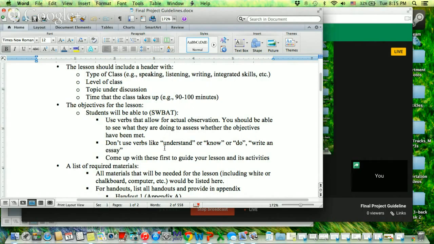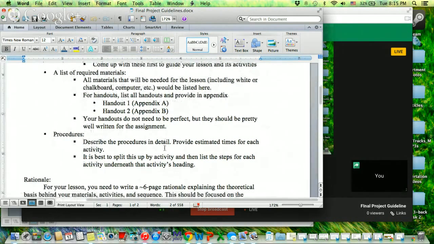Okay. Let's see. The next thing that comes is a list of required materials. This is all materials that you'll need, including the whiteboard or chalkboard or computer. You'll list all those here. And then you'll have the handouts. So list all the handouts in the appendix. So handout 1, and then say which appendix it's in.